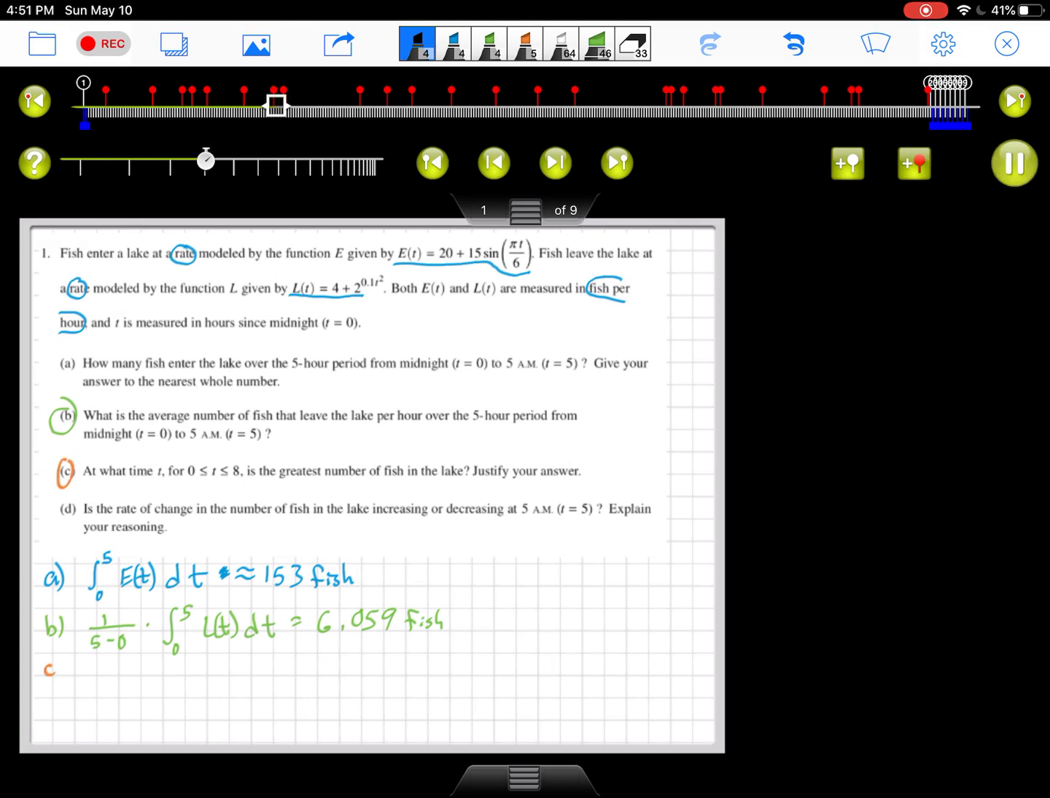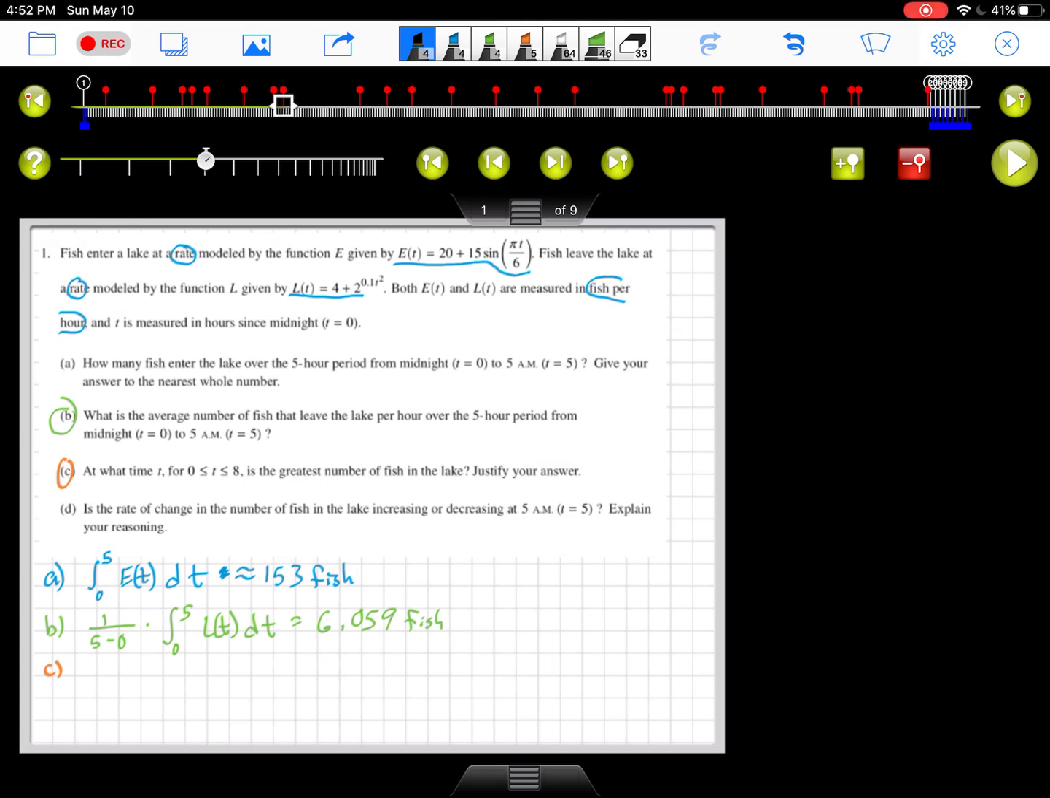All right, next, let's look at letter C. Letter C says, at what time t for this interval from 0 to 8 is the greatest number of fish in the lake? So that's a max, people, an absolute max. And it says justify your answer. So the way I like to do absolute maxes, if you look at the scoring guide afterwards, they had 2 ways. I understand the other way, but I like my way better. What you do is you test the endpoints and you have to test critical values.